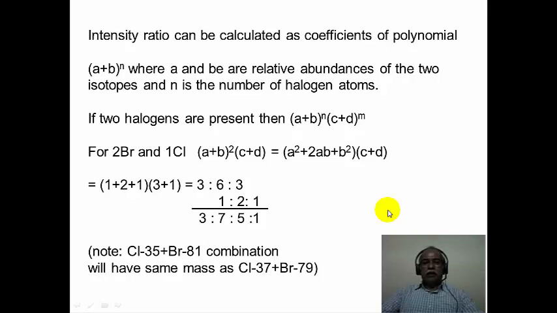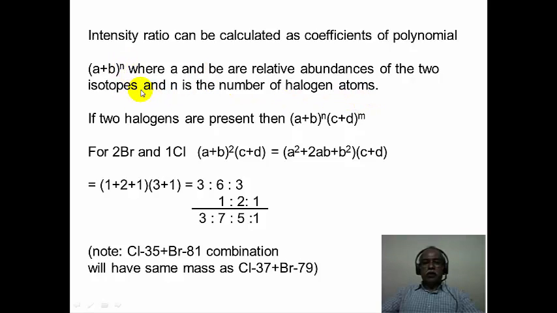Let us have a look at this. The intensity ratios of the isotope peaks can be easily calculated, which is essentially the coefficients of a binomial, which is shown here. Let us say, for example, you have chlorine-35 and chlorine-37. A corresponds to the abundance of chlorine-35 and B corresponds to the abundance of chlorine-37. So (A + B)^n, where n is the number of such chlorines present in a molecule. If it is carbon tetrachloride, n will be 4. If it is hexachlorobenzene, n will be 6. If it is dichloromethane, n will be 2, for example.